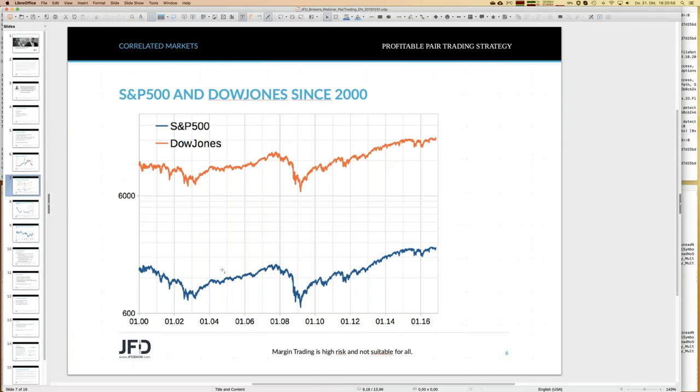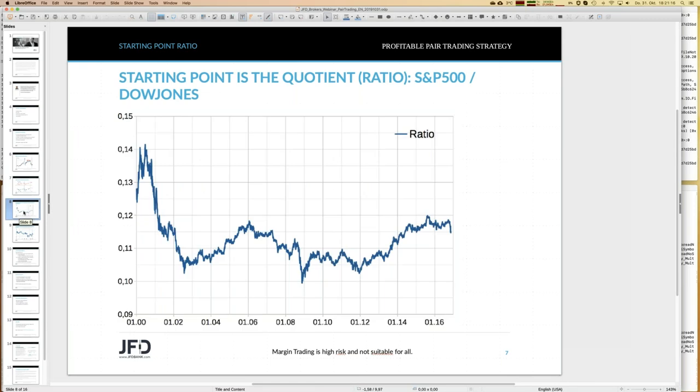I mentioned already that we can see within that chart, we have the Dow Jones in the red and the S&P 500. There's a more or less constant factor between the two, which in the logarithmic scale is a constant offset. Then let's create that quotient. Therefore, the other name for the strategy: ratio strategy. So we have here S&P 500 divided by Dow Jones.